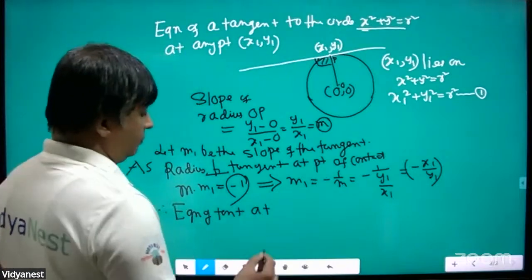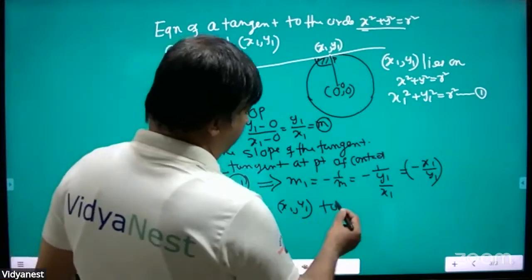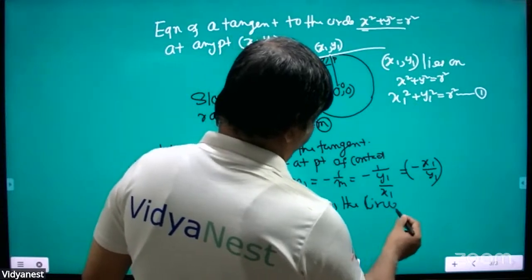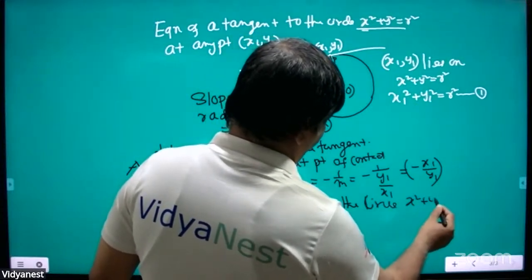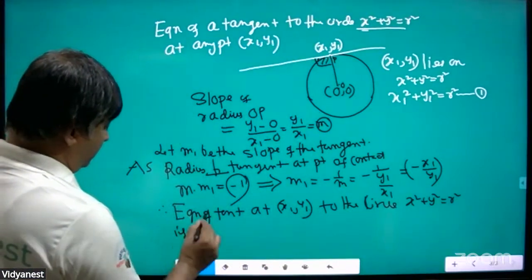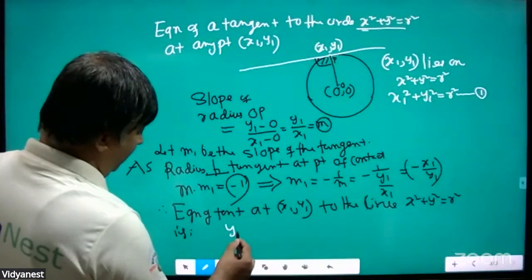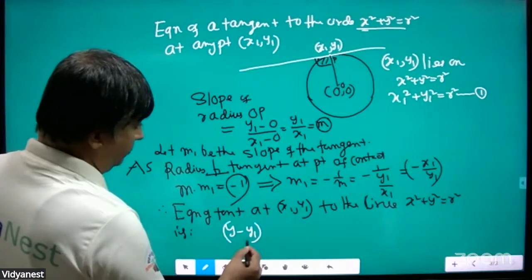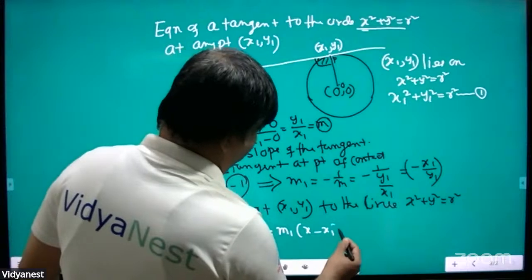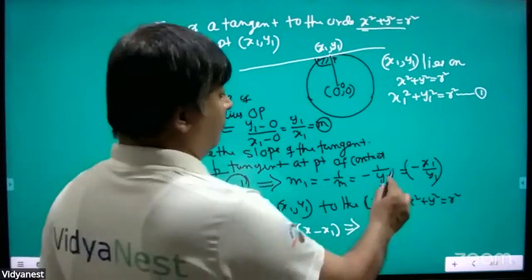So equation of the tangent at x1 y1 to the circle is y minus y1 equals m1 times x minus x1. What is m1? This thing m1.